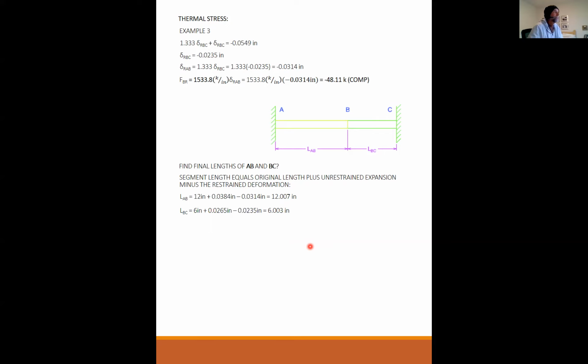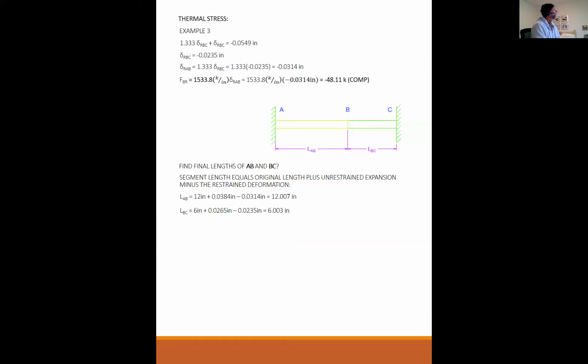Yeah, should we add them? Because when you say minus times minus is plus, where's the times? I'm sorry, you lost me on the question. Which minus, which times? Here you said segment length equals original length plus unrestrained expansion minus the restrained deformation. So is this always minus, or should it be plus?